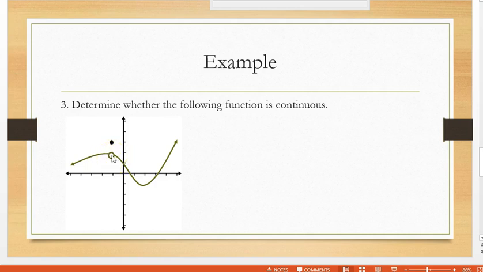But the third bullet says that the function, which was 3, has to be the same value as the limit, which was 2. So since those two things are not equal to each other, this one is discontinuous. And you should be able to tell graphically, it's easier to tell, just by noticing that there is that weird gap in the graph.